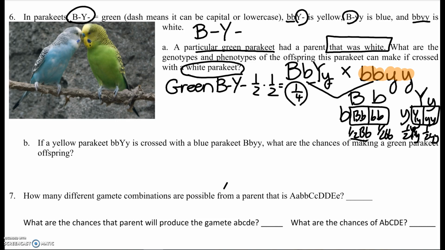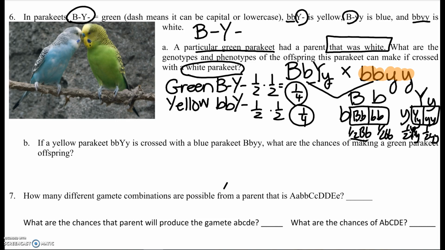Does that make sense? To get our chances of yellow offspring, and again, I wouldn't ask you on a test to do all of this, the code for yellow is little b's with at least one capital Y. So the chance of little b is 1/2, and the chance of having a capital Y is also 1/2, so you're going to get 1/4 again. For this particular problem, you actually get a 1/4 chance of everything. That's not always going to be the case.